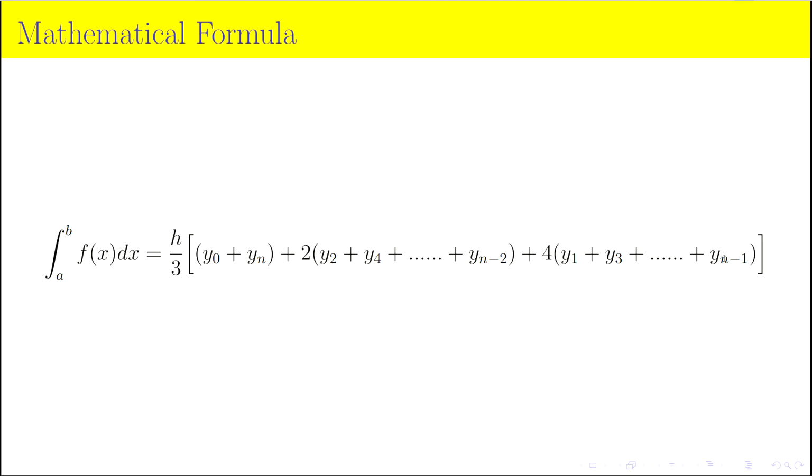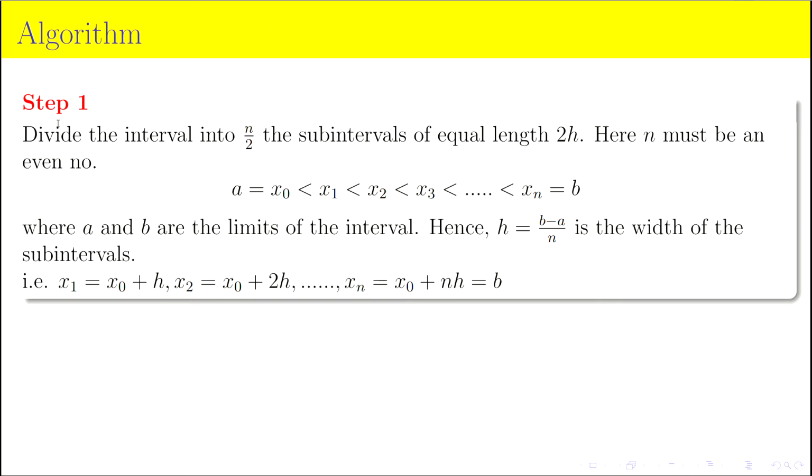Okay, so let's see what the algorithm is to solve a numerical integration with this formula. The first step is to divide the interval into n/2 subintervals of equal length 2h. Here n must be an even number. So a = x0, x1, x2, x3, ..., xn, where a and b are the limits of the interval. Here h = (b - a)/n is the width of the subinterval. Then x1 is x0 + h, x2 is x0 + 2h, and so on, xn is x0 + nh, which is equal to b.